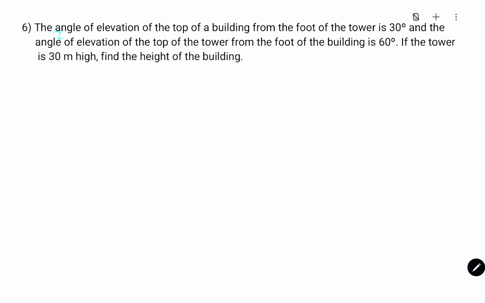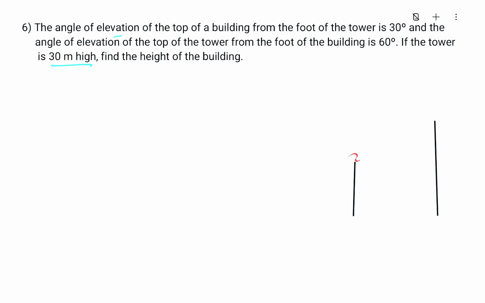Sixth question. The angle of elevation of the top of a building from the foot of the tower is 30 degrees and the angle of elevation of the top of the tower from the foot of the building is 60 degrees. If the tower is 30 meters high, find the height of the building. Now draw a figure. Draw two vertical lines. This vertical line we assume is the building and this vertical line we assume is the tower.